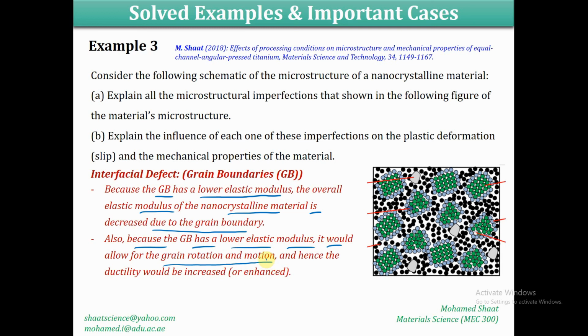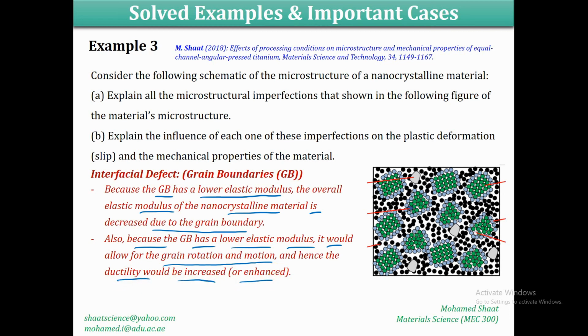As I said, the grain boundary is kind of flexible. It's easy to move. It works like an easy spring. So this makes one grain able to easily rotate and move with respect to the other grains. This easy movement of the grains, as we explained today and in the previous videos, this easy rotation and motion of the grain indicates a more ductile material. So therefore, we expect that the ductility is going to increase and be enhanced.